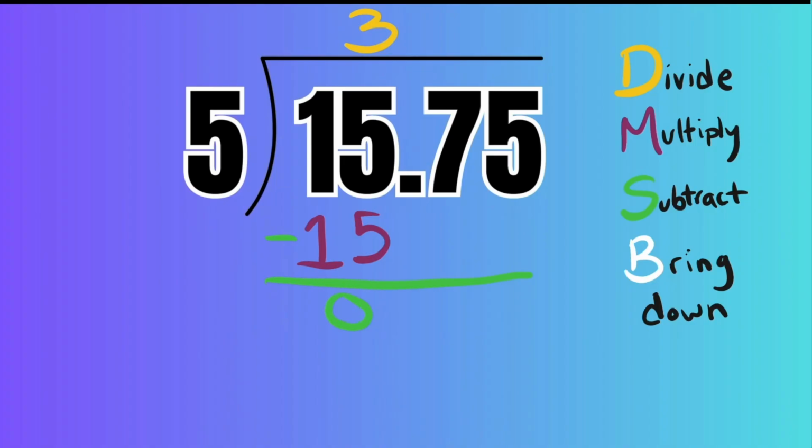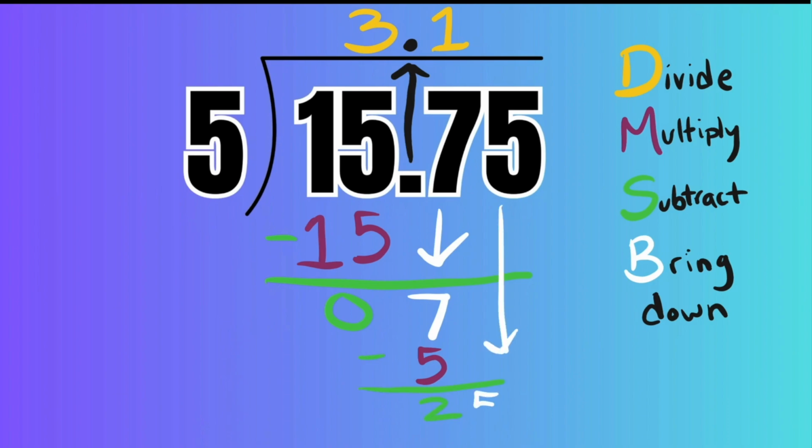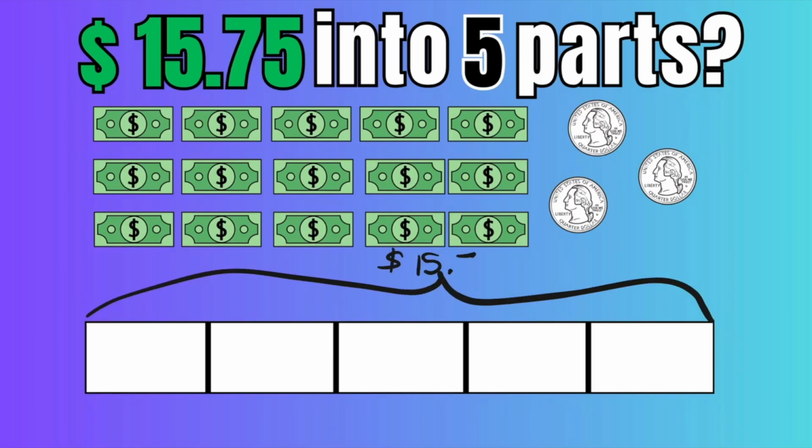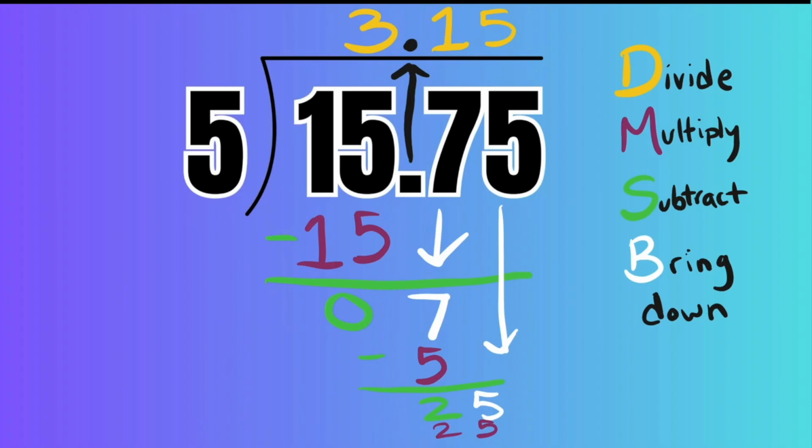Now we get to the decimal, and we need to bring that decimal straight up. So it's going to go to the right of the 3 up top. And then we bring down the 7. Now 5 goes into 7 1 time. 1 times 5 is 5. We subtract 7 minus 5 gets us 2. And then we bring down the 5. 5 goes into 25 5 times. 5 times 5 is 25. Subtract, and we get 0 remaining. So $15.75 broken up into 5 parts is $3.15, or 3.15, or 3 and 15/100.